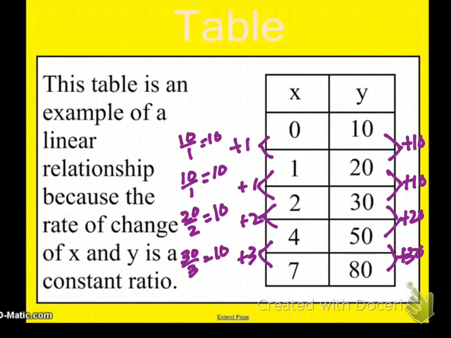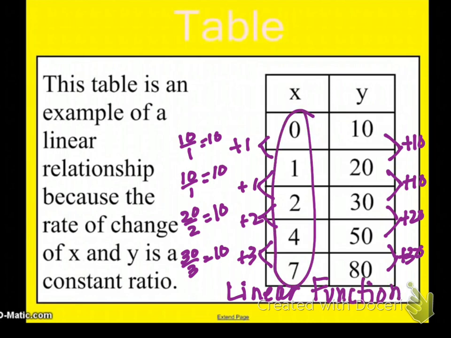This does have a constant rate of change. It's 10. Therefore, this is a linear function. Again, we'll know it's linear because each x has only one y output, but we also know that it's going to have a constant rate of change.